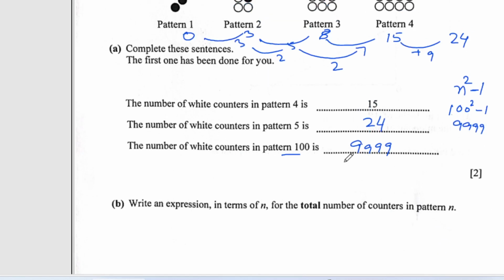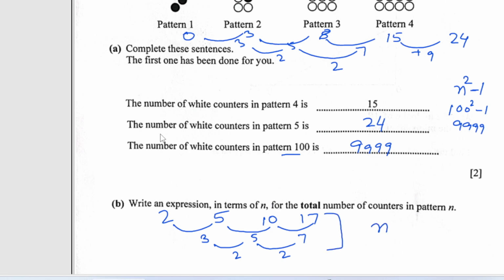So if you look here again, the total number of counters, first we have 2, then the total number of counters is 5, including black and white both, so 17. So if you see, the difference here is this one is 3, here is 5, here is 7. So in the end we will have a difference of 2. So as it is repeating 2 times, it will be n squared.